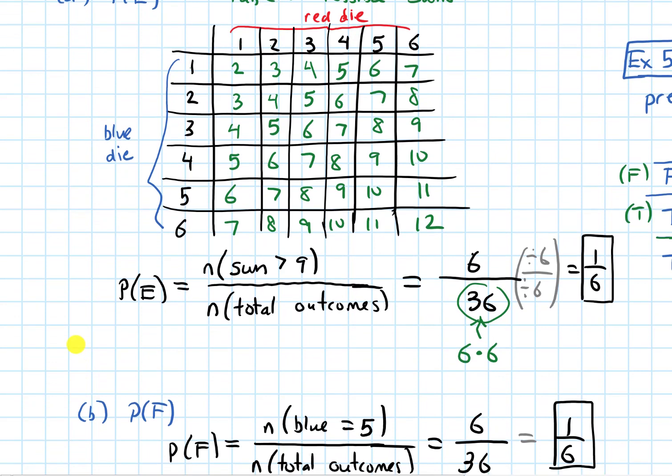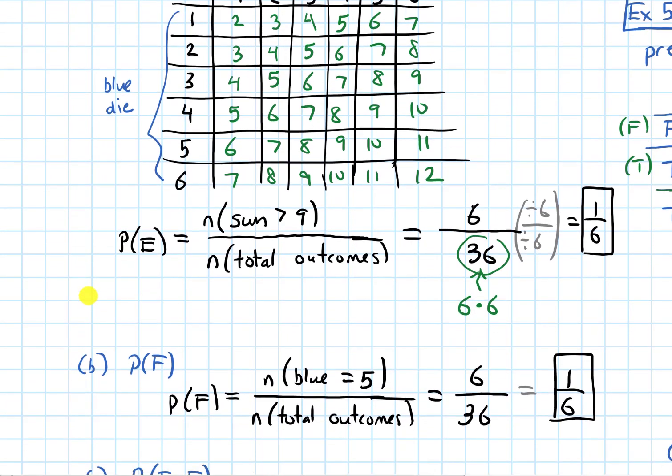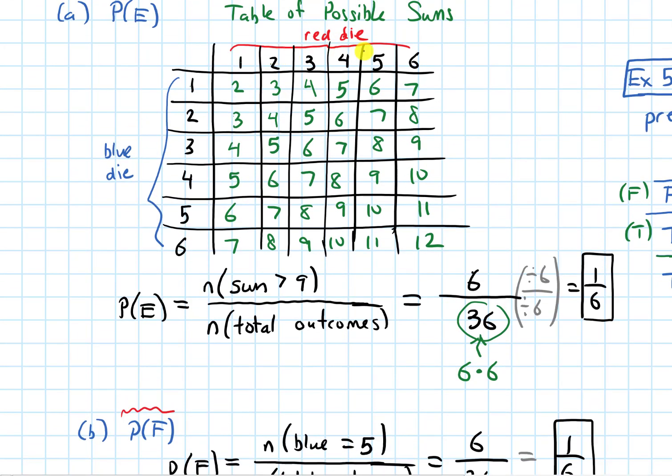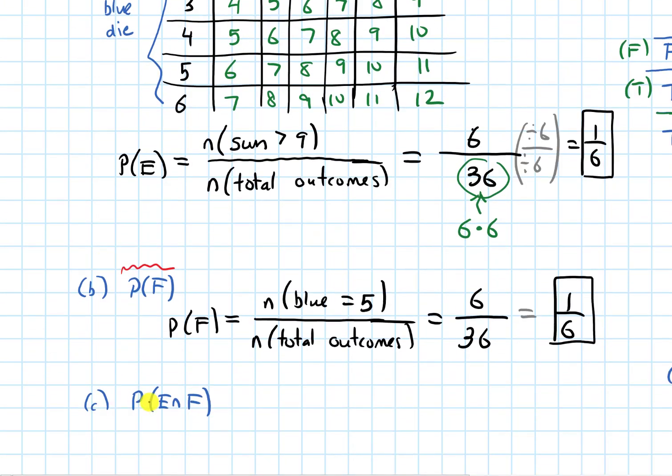Sorry, one other thing I wanted to point out about the probability of F was, to find the probability that the blue die is a 5, I actually didn't even need to consider the red die at all. I could see that there's a 1/6 chance for the blue die to be a 5, and that would have been a little bit quicker. Okay, so for C, we want the intersection of these two and that probability.